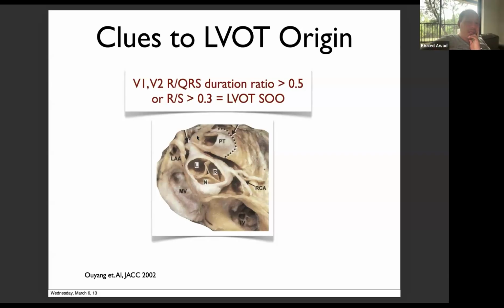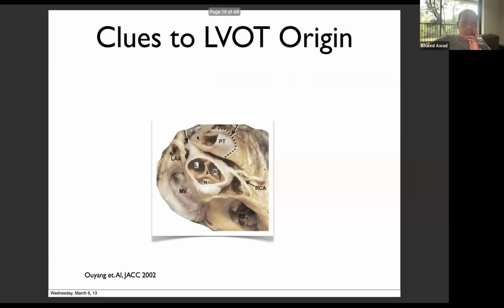There are all sorts of criteria and ratios and things like that you can look at. They're helpful, but I think you have to look at the bigger picture sometimes, and being stuck on a particular number is not necessarily great. So you can look up these ratios and whatnot, but it's all about the R to S ratio. If it exceeds a certain threshold in V1 and V2, then you're probably dealing with an LVOT site of origin.